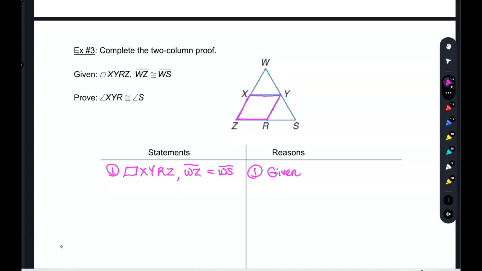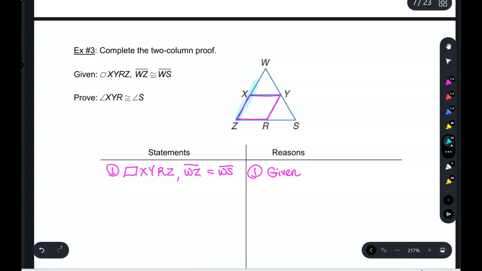Okay, so that's a parallelogram. And what else are we given? We know WZ is congruent to WS. So I'm just going to mark those two sides. What does that make the big triangle? Isosceles. Good.